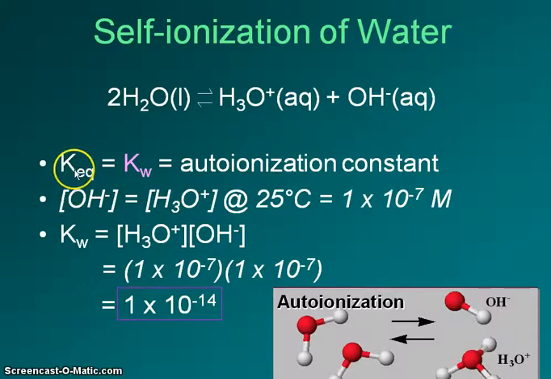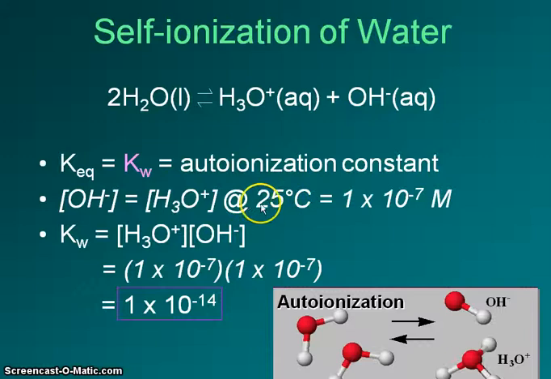And we're going to introduce here an equilibrium constant, similar to what we did in chapter 14, but instead of just calling it our regular Keq, this is specifically for water, so we're going to call it Kw. This is the auto-ionization constant for water.